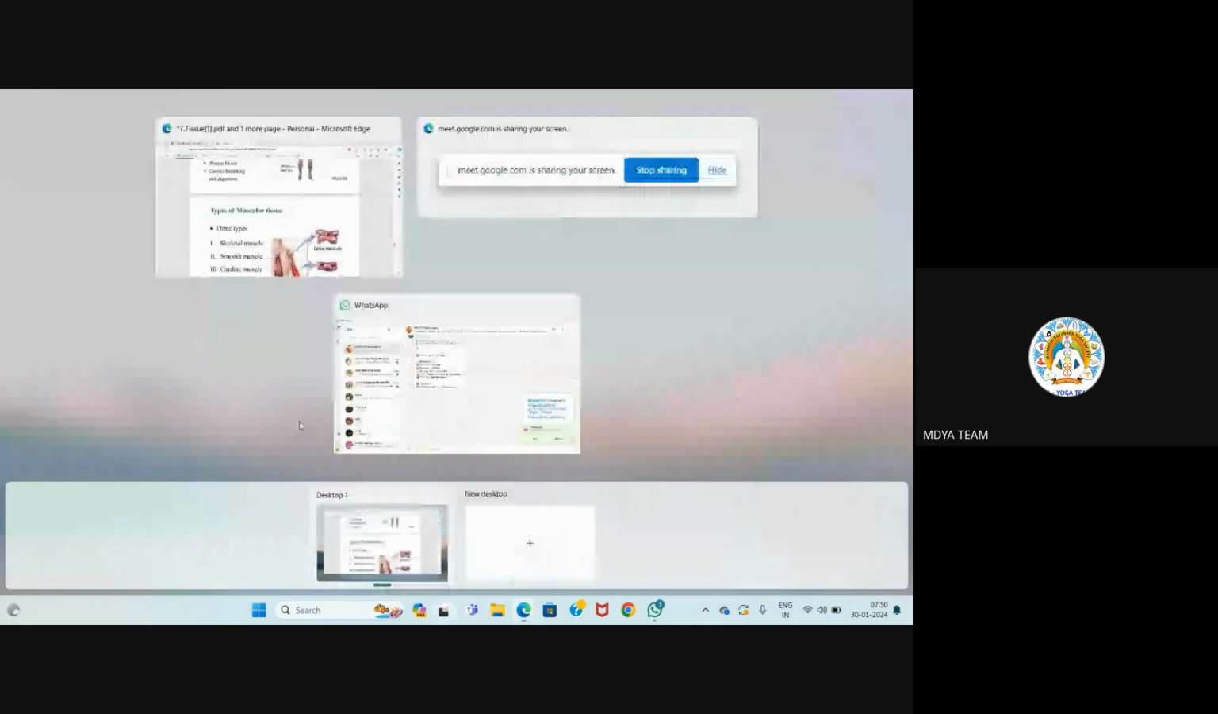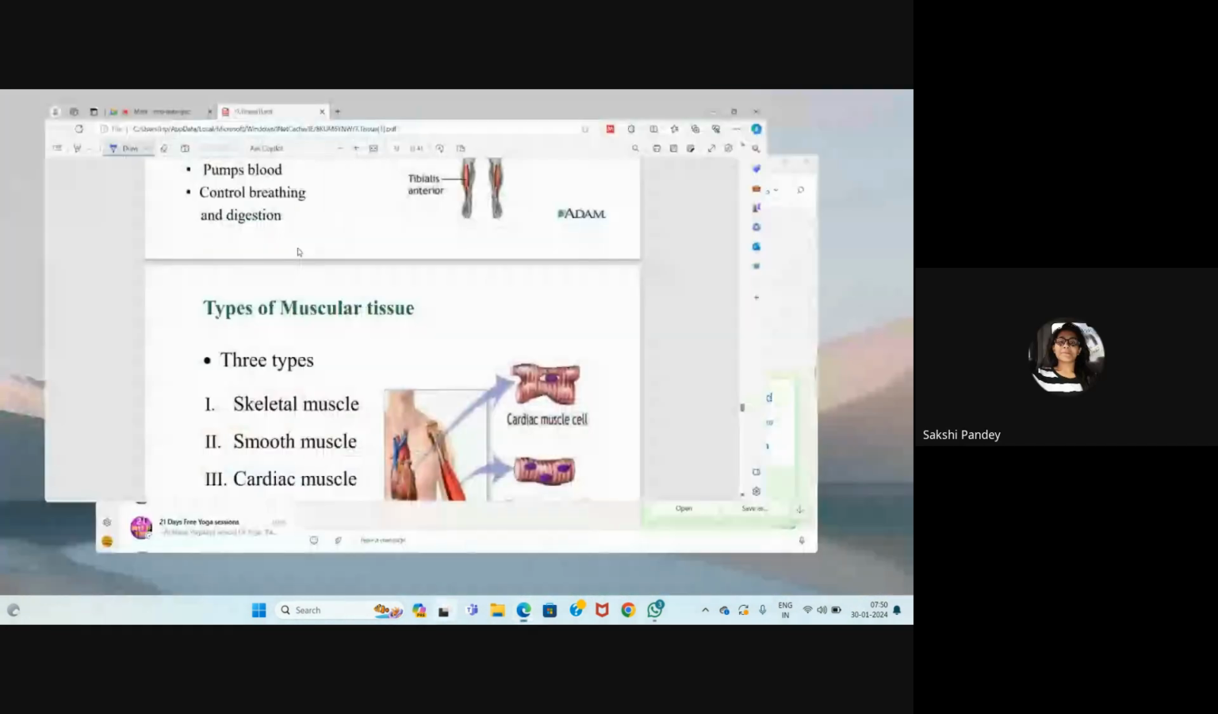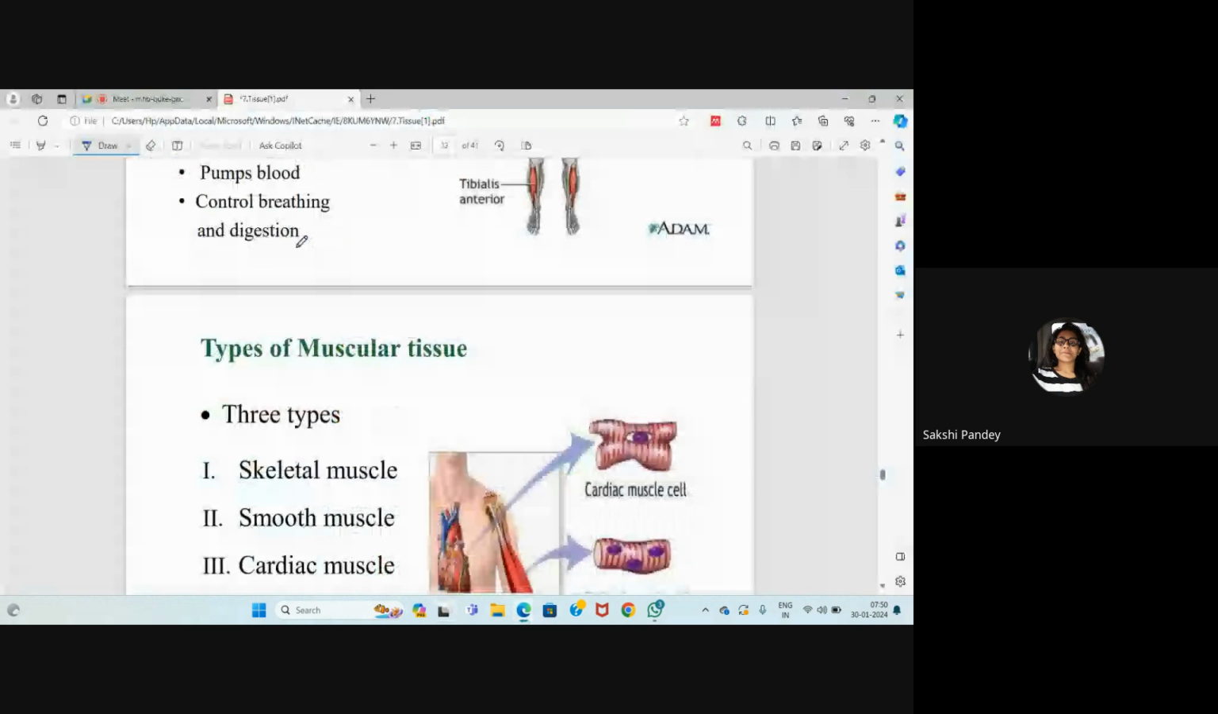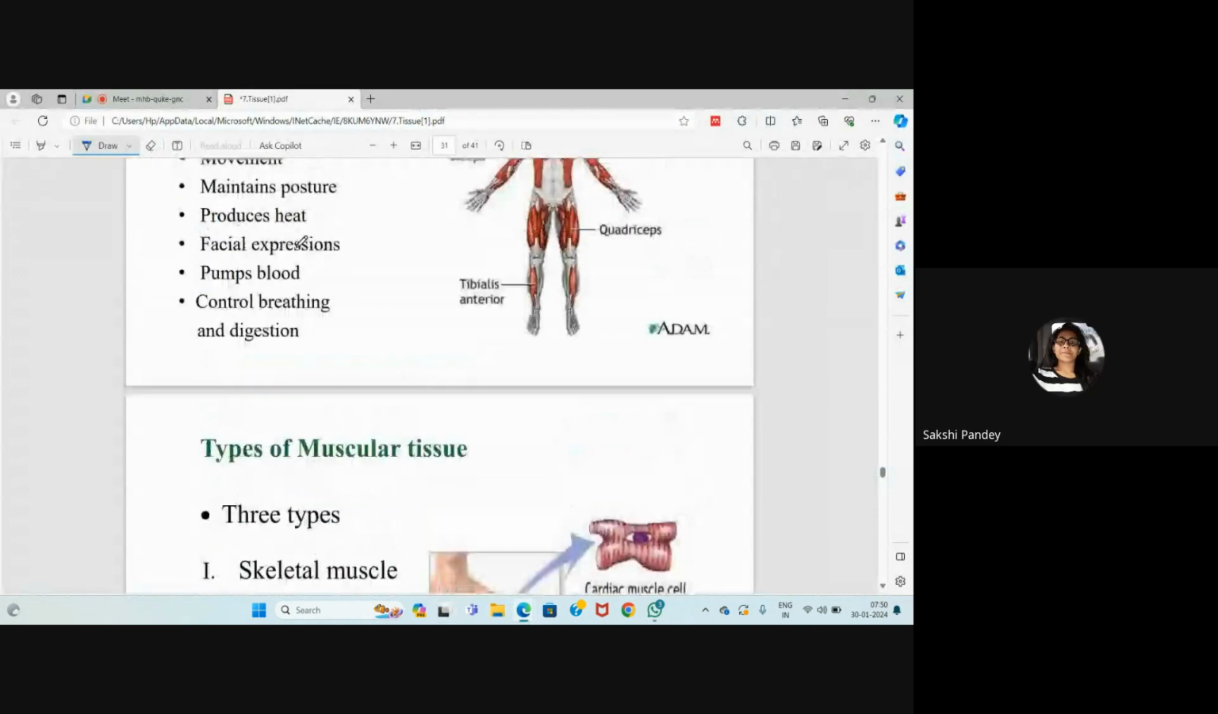Ma'am, sorry, am I audible? I have a question. Yes. Ma'am, it says it produces heat. It is producing heat in the muscles, yes, when we do. Okay, okay.